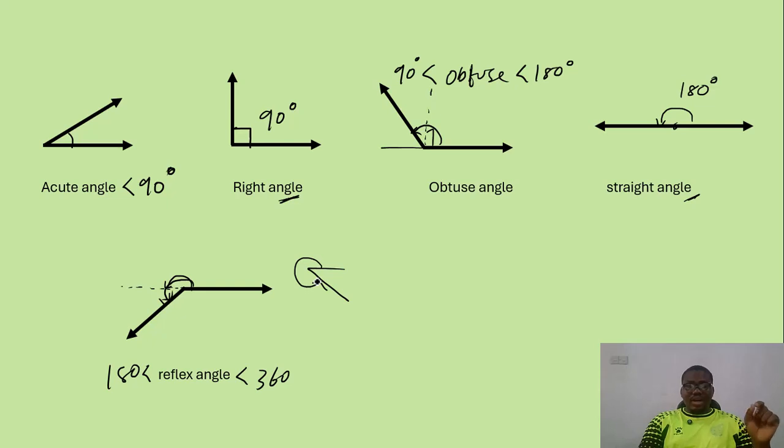And then we have a complete angle. Just as we have mentioned earlier, let's say this is our point of reference, a complete angle is 360 degrees, exactly 360 degrees.